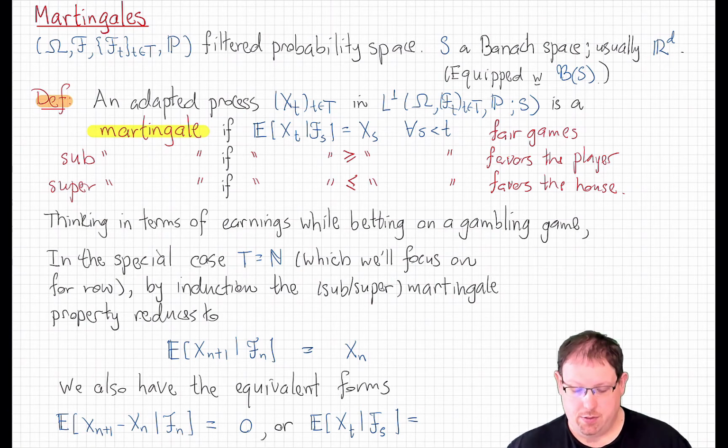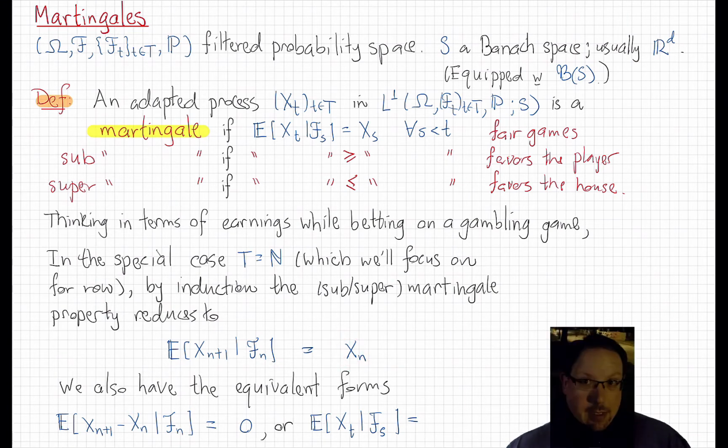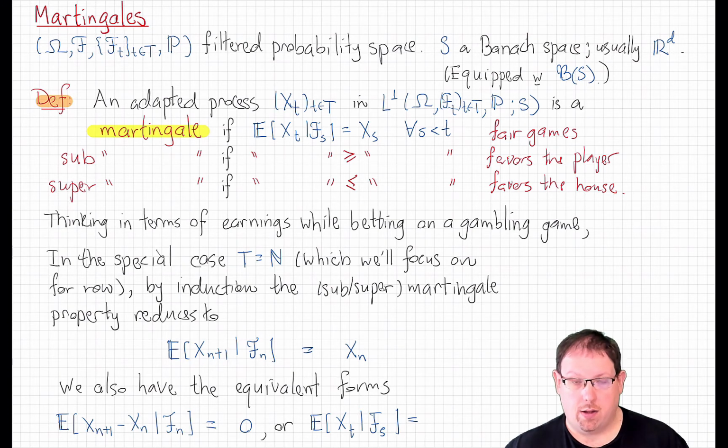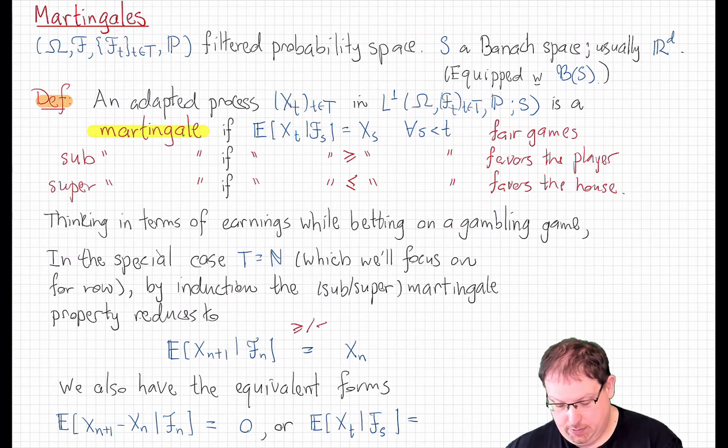Now, in the special case of discrete time, where the time set is the natural numbers, then we can simplify the definition of martingale or submartingale or supermartingale just in terms of the single-step conditional expectation. If we condition the value of X_{n+1} on F_n, then we just get X_n. By induction, that will yield the full definition of martingale because X_{n+2} will also condition to X_n, X_{n+3} will condition to X_n, and so on. For any m greater than n, X_m conditioned on F_n will equal X_n. And similarly, for sub and super martingales, we get the same result here.